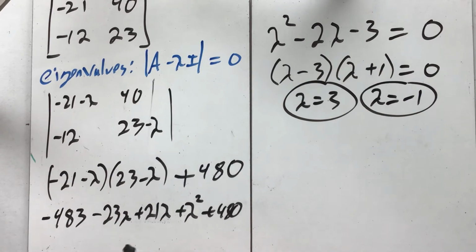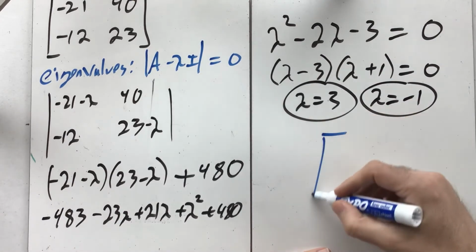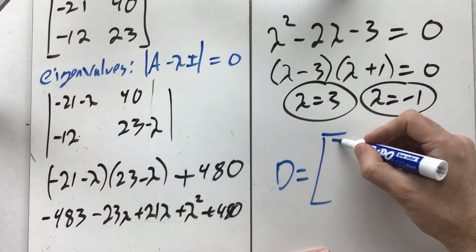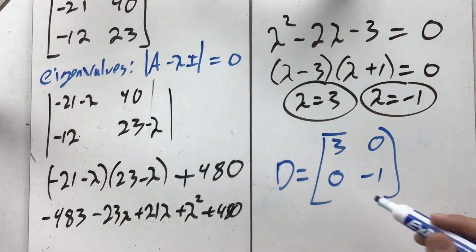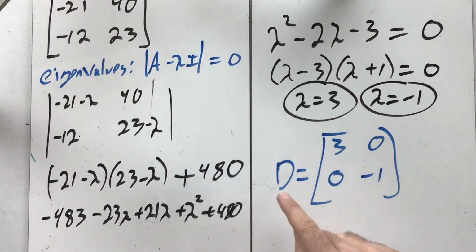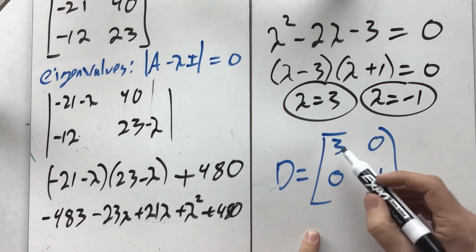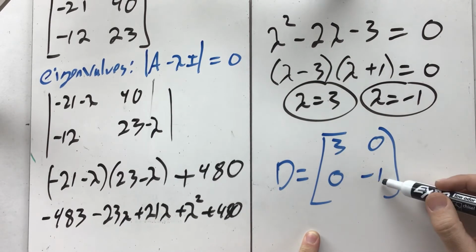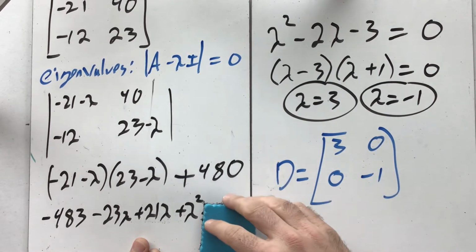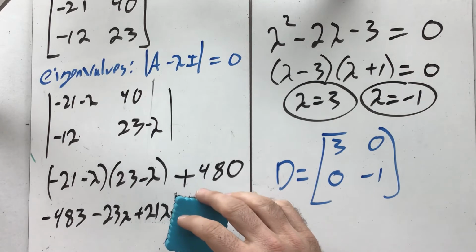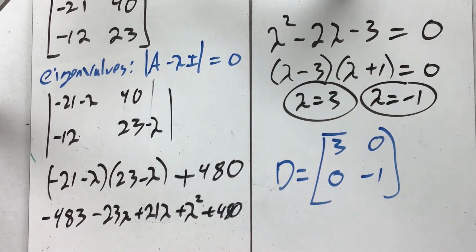So we already know that whenever we diagonalize this problem, our middle D matrix is going to be 3, 0, 0, negative 1. Or we could go negative 1, 0, 0, 3. It doesn't really matter. But we already know that our diagonalized matrix will have these two numbers on the diagonal, and the other two numbers will be zeros. Let's come along and try to calculate what the eigenvectors are going to be.